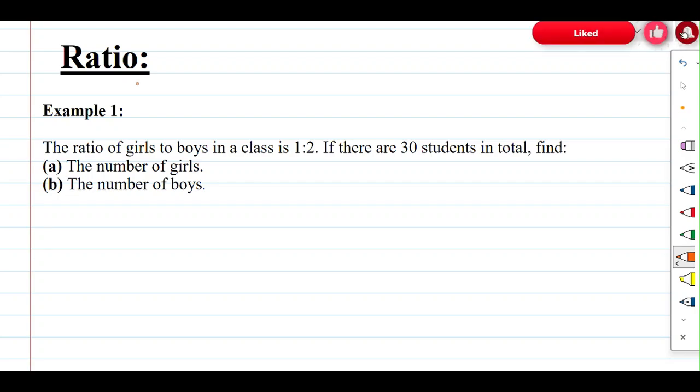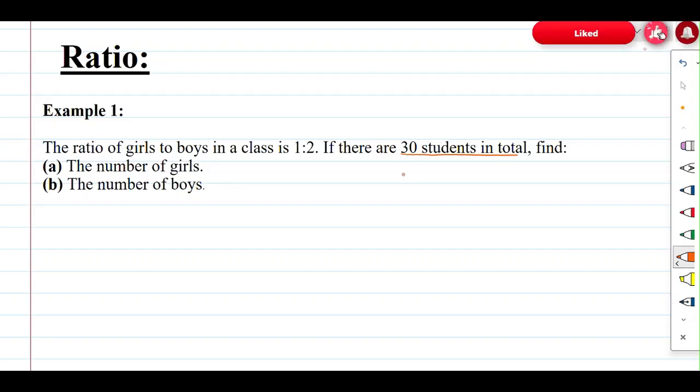Ratio. Let us understand this concept with the help of a few examples. Example number 1: the ratio of girls to boys in the class is 1:2. If there are 30 students in total, find the number of girls and the number of boys. Okay, so we have been given the total number of students.